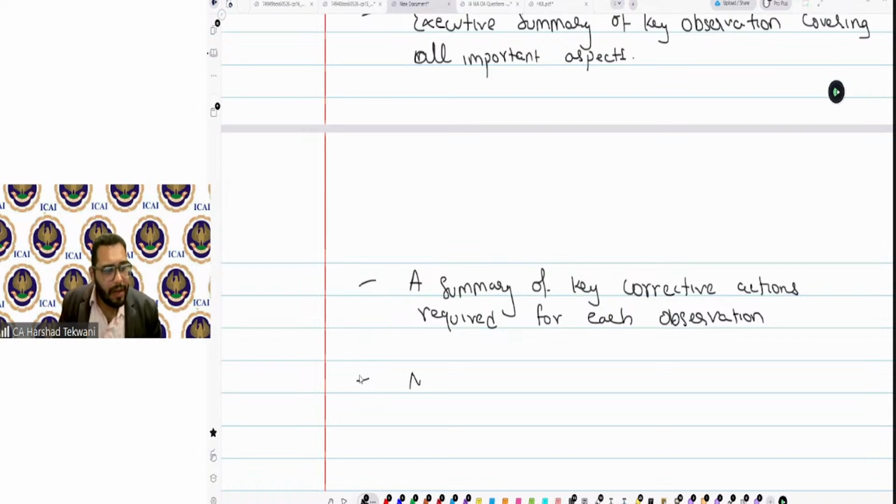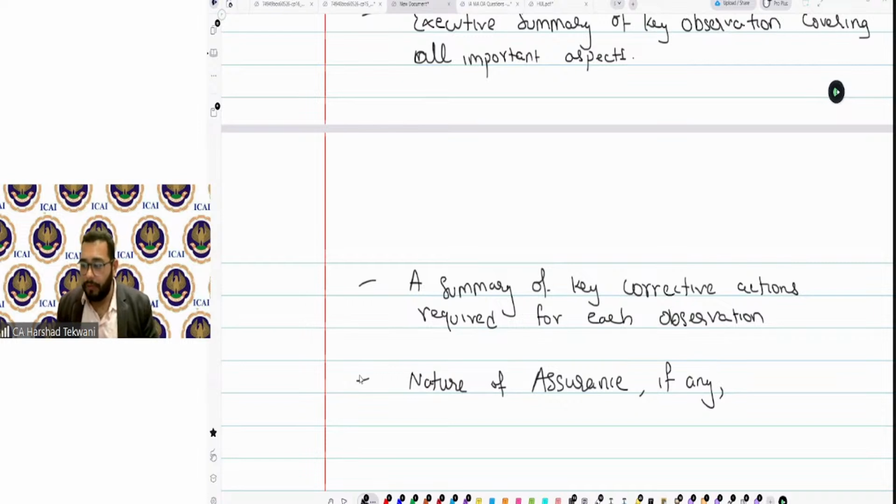And the last one is the nature of assurance, if any, because not all the reports, not all the assignments are assurance based. Nature of assurance can be derived from observation. Like what kind of assurance engagement we have done, whether it's agreed upon procedures, reasonable assurance, limited, or what kind of assurance engagement it is.